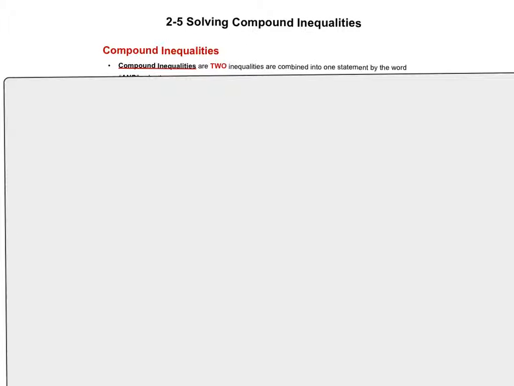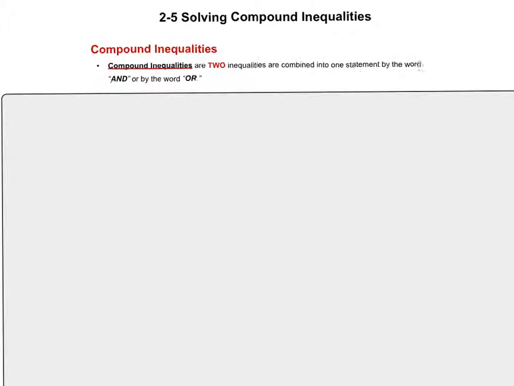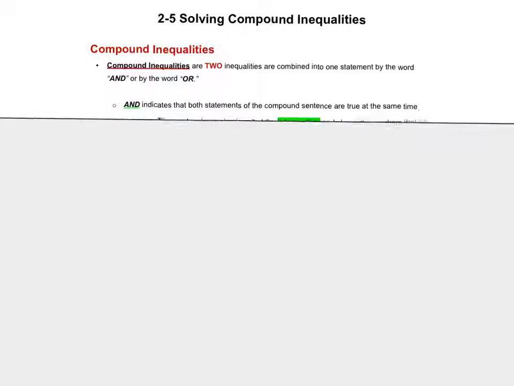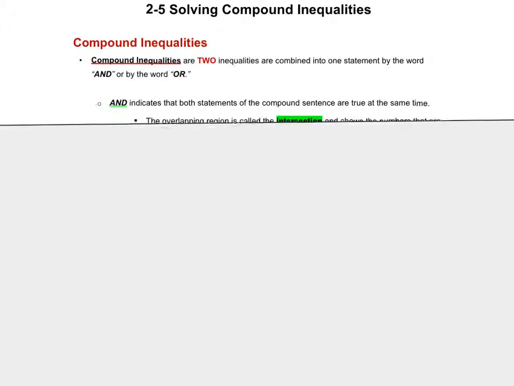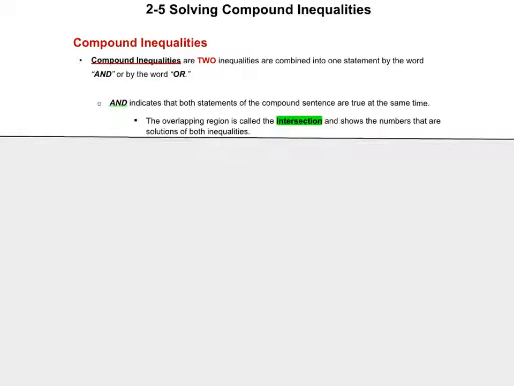He went to the store and he bought some cake. You can use the word and or the word or with compound inequalities. And indicates that both of the statements of the compound sentence are true at the same time. The overlapping region is what's called the intersection.